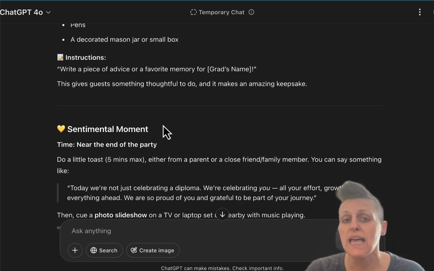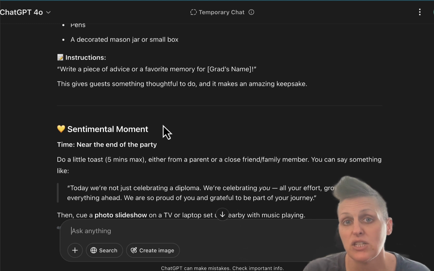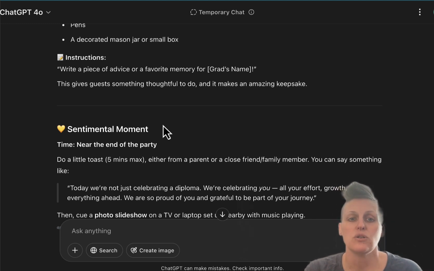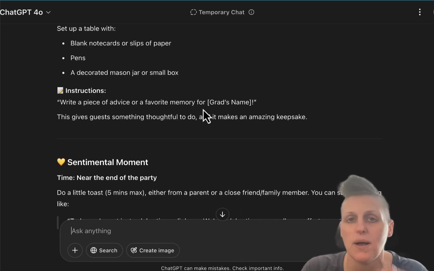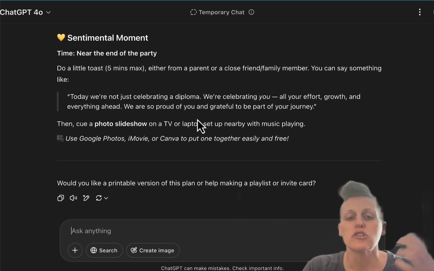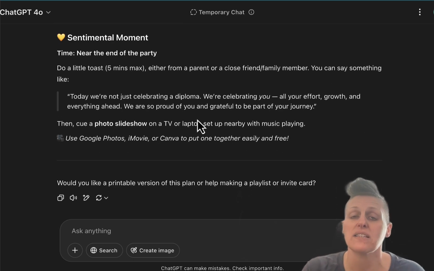You can save them in a notes app. You can also share them with others and be like, hey, would you like to be in charge of the decoration for the desserts table? Would you like to help me come up with a decorated mason jar or small box to put this advice or memory from grandpa in? There's so many things that you can do with this specific section.